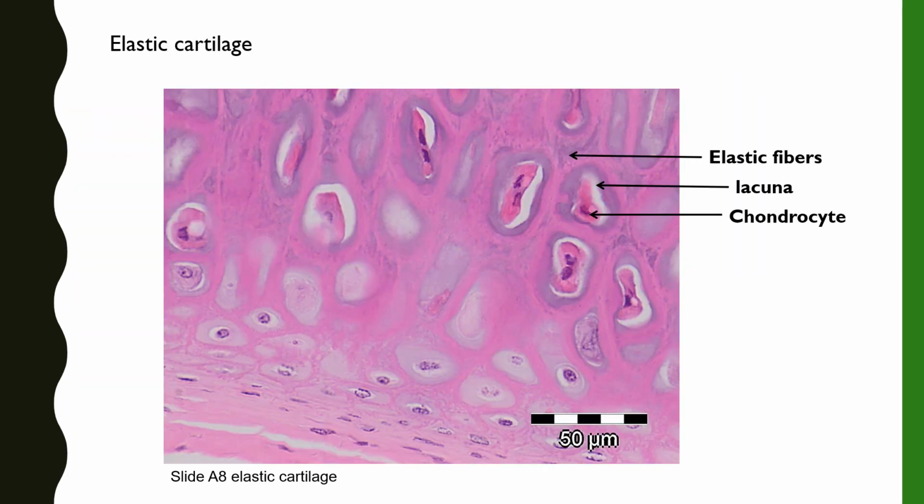And the second cartilage is elastic cartilage. It is similar to hyaline cartilage: it has a chondrocyte sitting in a lacuna, but the surrounding structure of the chondrocyte has elastic fibers. That is what makes elastic cartilage different from other cartilages.